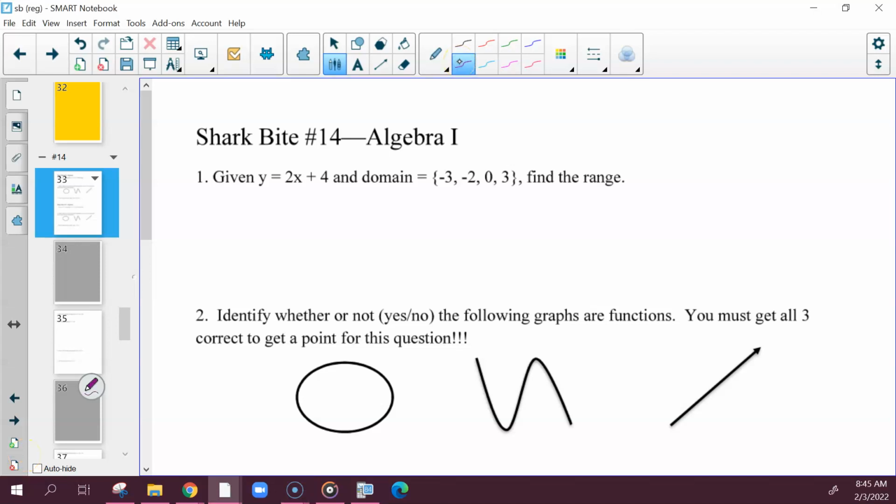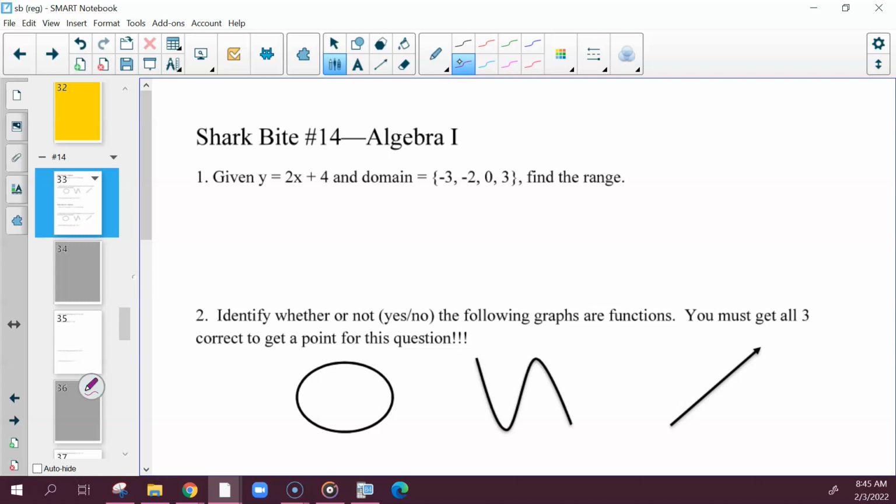Okay, so for number 1, you were given a domain. You had to find the range. So you needed to put each of these in and find each of the y values. You could have done this a couple different ways, algebraically, or in Desmos, say your calculator. If you put this into Desmos, make your table, and find those, it'll give you your y value. Same thing on your calculator.